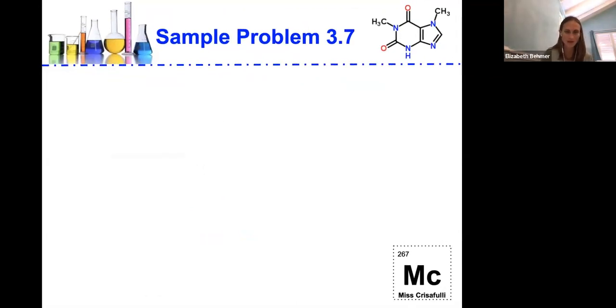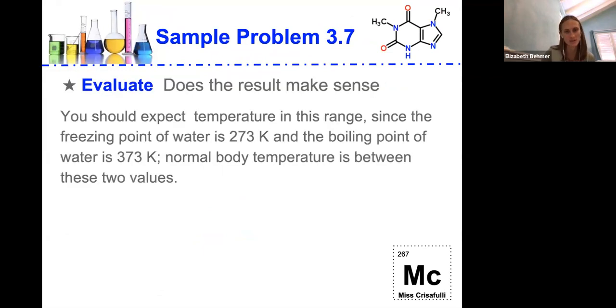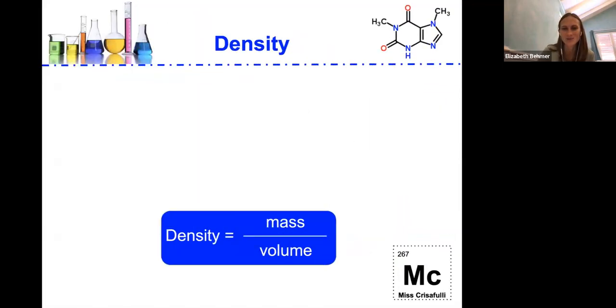All right, so moving on, we have to evaluate the sample problem, and that does make sense. You should expect the temperature in this range since the freezing point of water is 273 and the boiling point of water is 373. So normal body temperature would be somewhere in between those two values.